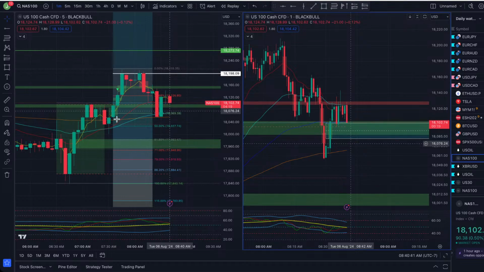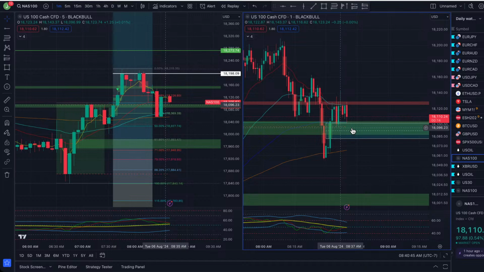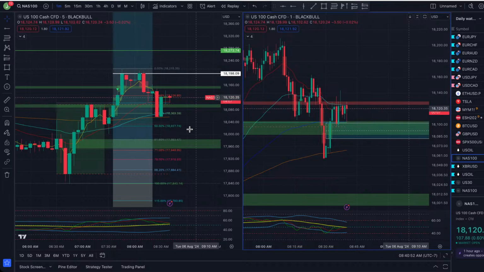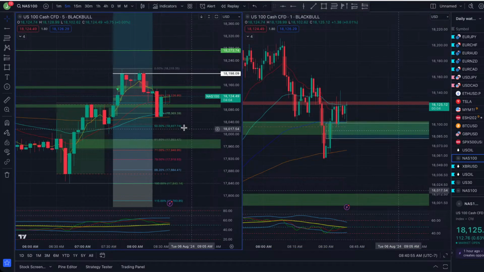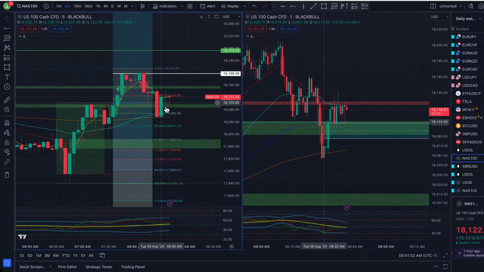Coming back to that same fair value gap. We have a fair value gap here, 1 minute fair value gap from London. On the 5 minute, we're still bouncing off the 20 EMA. We're bouncing off the top of the range. We're bouncing off the fair value gap still, high probability.